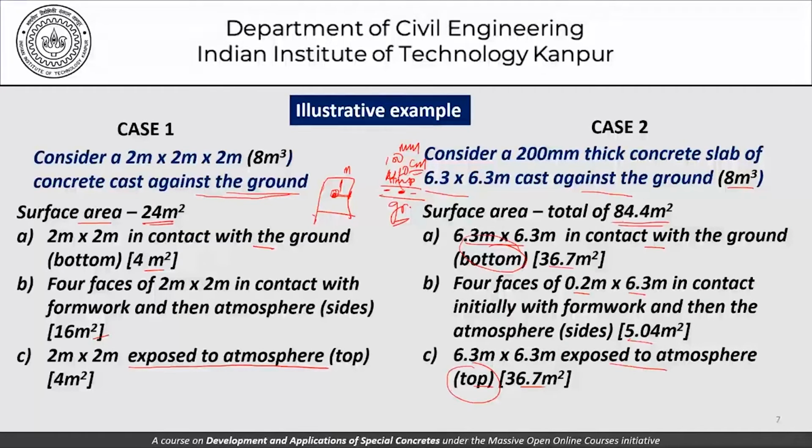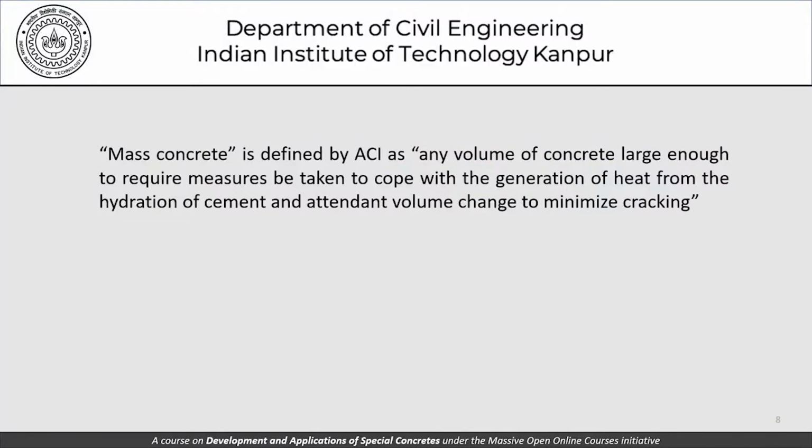So this is what we need to bear in mind when we talk of the management of the heat generated within these blocks. That's something which we will discuss a little bit today. Now, this understanding of the heat of hydration and the need to manage it takes us to mass concrete. Mass concrete is defined by ACI, the American Concrete Institute, as any volume of concrete large enough to require measures to be taken to cope with the generation of heat from the hydration of cement and the attendant volume change to minimize cracking. So there are lots of keywords here.